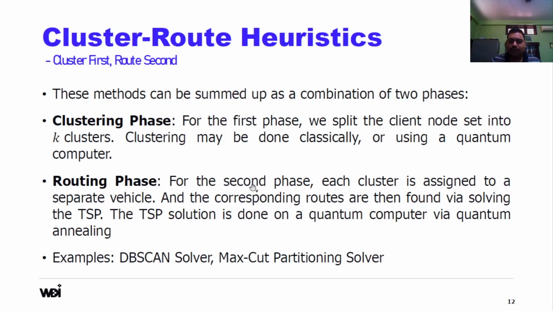In the second phase, we solve the traveling salesman problem for each of the clusters assigned to each of the vehicles. Examples of this kind of solver include the DBSCAN solver and the max-cut partitioning solver. In the DBSCAN solver, we use a classical algorithm, the DBSCAN algorithm, for the first phase, and we use a quantum computer to solve the traveling salesman problem in the second phase. In the max-cut partitioning solver, we have a fully quantum solver where we use quantum computers to do clustering as well as routing. So let us take a deeper look into the max-cut partitioning solver.